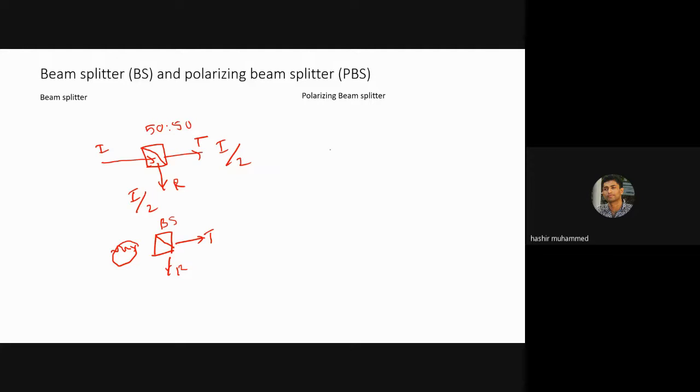And again, this is also a very important component for quantum optics. So you have PBS. What is PBS? Polarizing beam splitter. Say for example, you have a light beam.